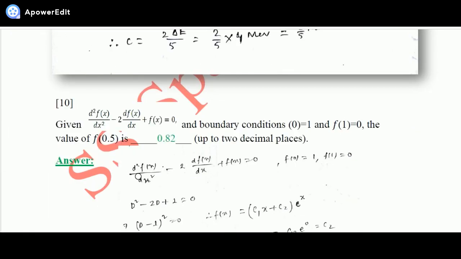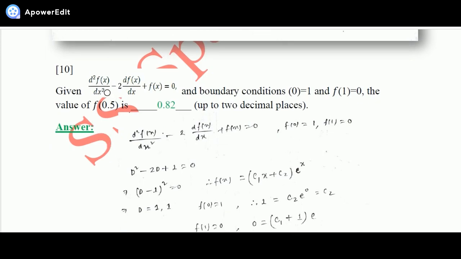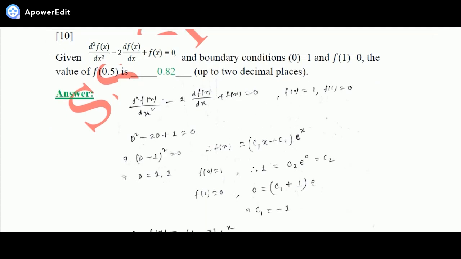Next, this is the last question of this set. Given this differential equation, d square f by dx square minus 2 df by dx plus f of x equals 0, and boundary conditions f of 0 equals 1 and f of 1 equals 0, what will be the value of f of 0.5? This is a simple differential equation. So you can write D square minus 2D plus 1, or you can also write m square minus 2m plus 1. So you will get two values, 1 and 1.